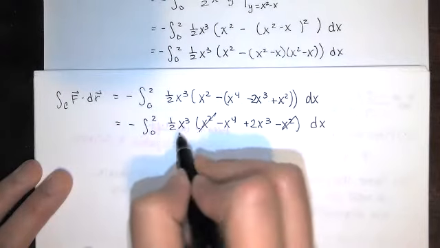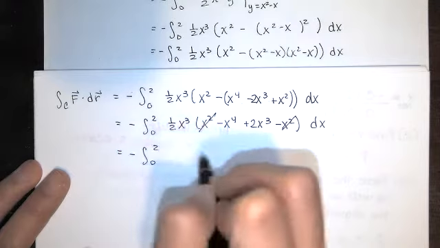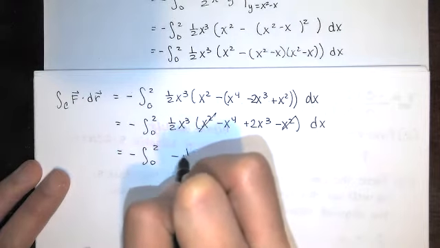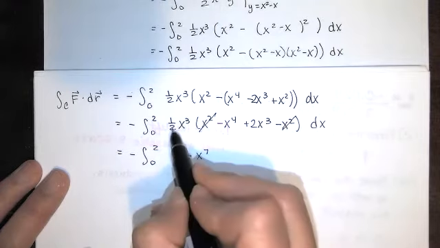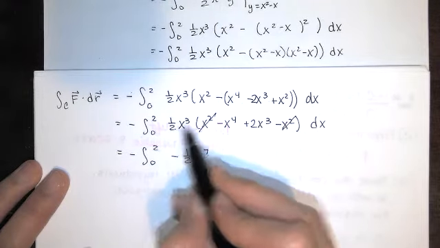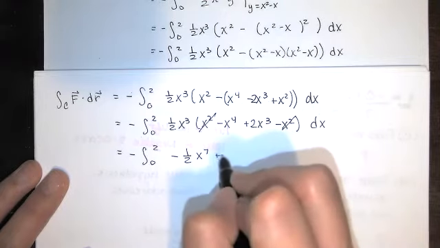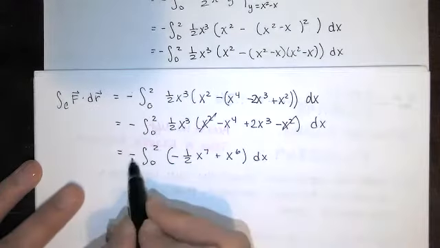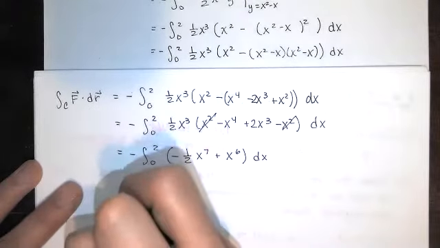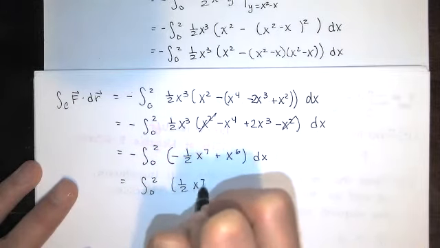And now if we distribute this 1/2 x cubed to everything, we have a -1/2. X cubed times x to the 4th is x to the 7th. And then we have a 1/2 times 2 is a +1. X cubed times x cubed is x to the 6th. We've got a negative outside. I'll bring that inside just because I want that coefficient to be positive.